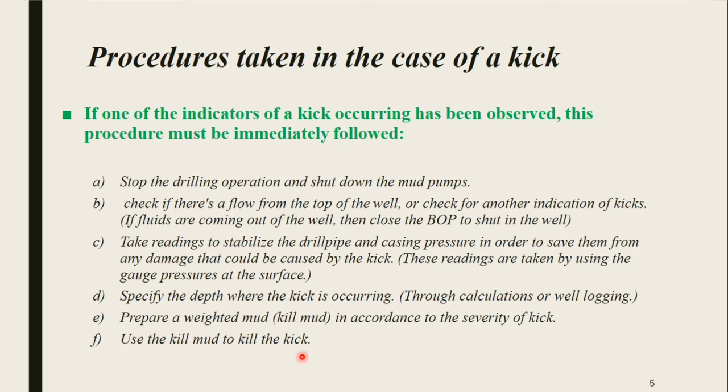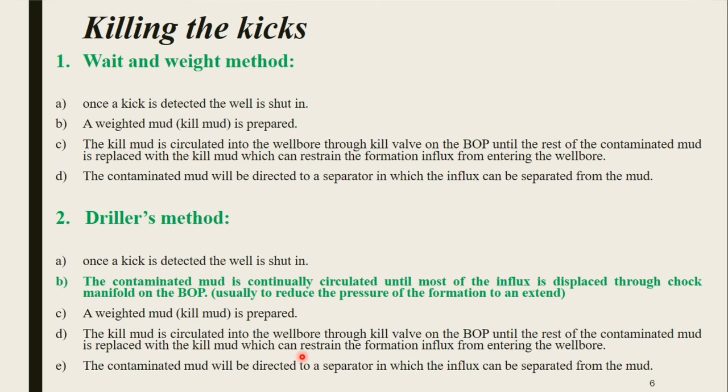And let's talk about those two methods in which we can kill a kick. Well, the first method is called the weight and wait method, which is also called the engineer's method. And the second one is called the driller's method. As you can see, they're pretty much the same, but in the driller's method, we use two circulations to get rid of the formation influx that has entered the wellbore.